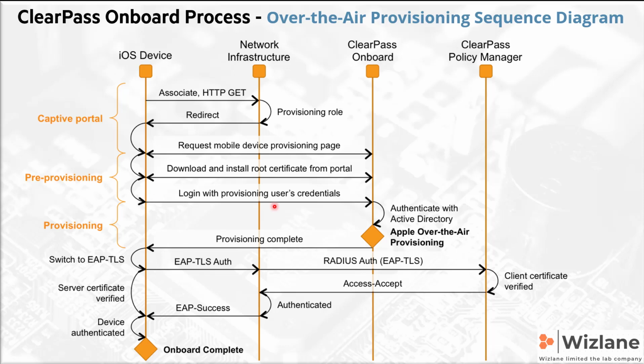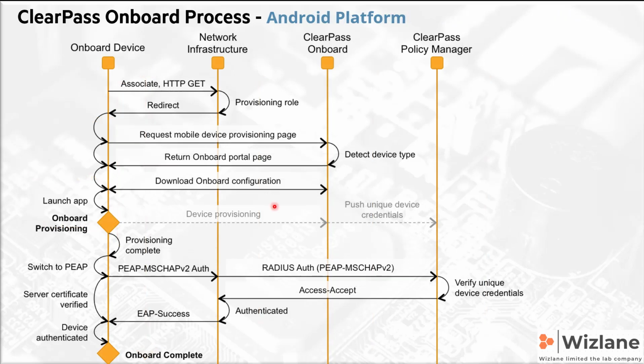Something different happens for the Android devices. Android devices will normally use what's called Quick Connect. They don't have to pre-install the root certificate because of the Quick Connect onboarding app that will be used for both the Android platform as well as the Windows platform. In the Android case, they will have to go to Google Play or the Android Marketplace. They will download the onboarding application, which is the Quick Connect, and that will enable them to onboard.